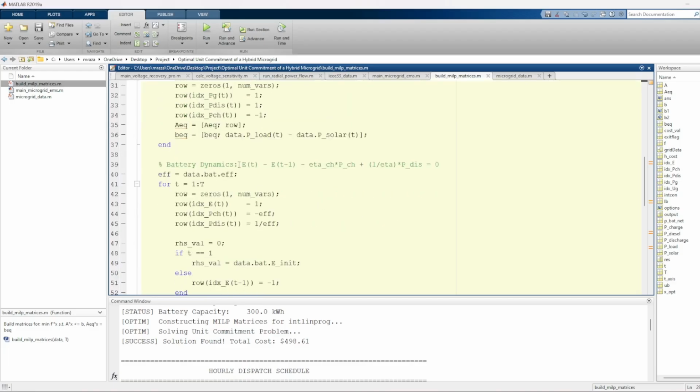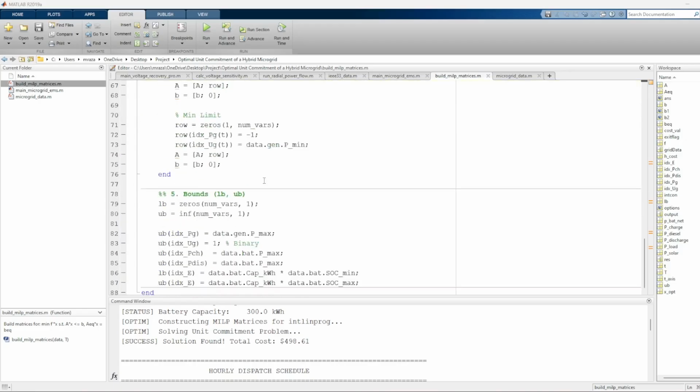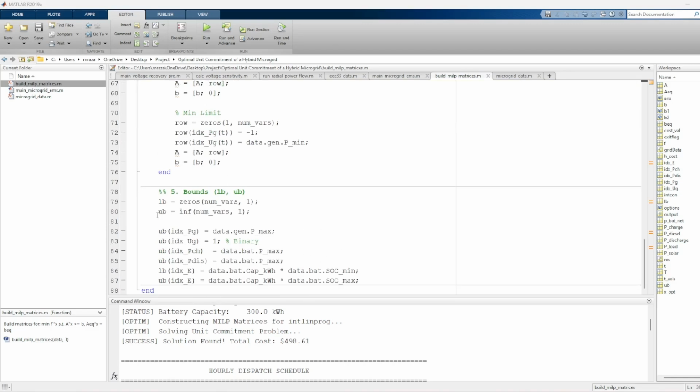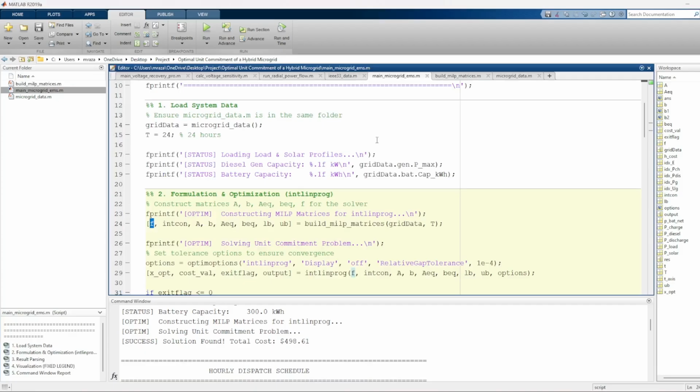And next are our battery dynamics, which link the energy at time t to the previous time interval t-1. So in our inequality constraints, we have to link our variables with the power variables, and next are some bounds for that mentioned. And here is the final file, which is the main microgrid EMS.